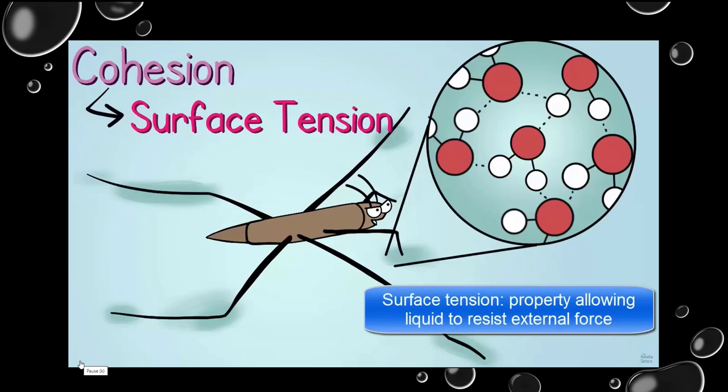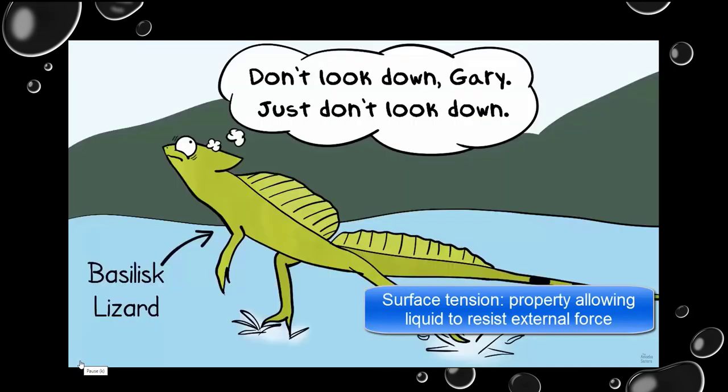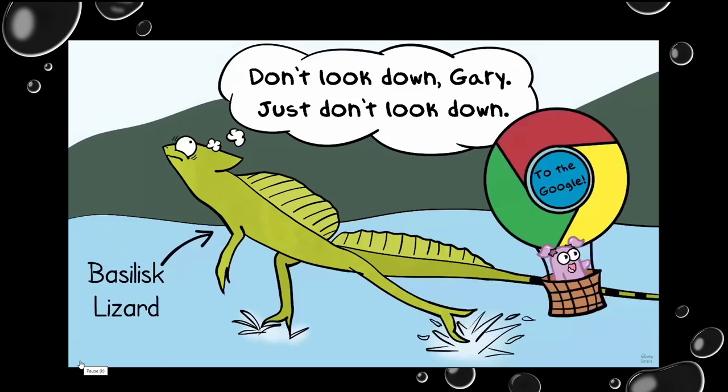Water actually has quite a bit of surface tension compared to many other liquids. And it's not just water striders that can walk on water. There are a lot of insects, spiders, and even larger animals like reptiles and some birds that have the ability to walk on water. So, go to the Google for that.